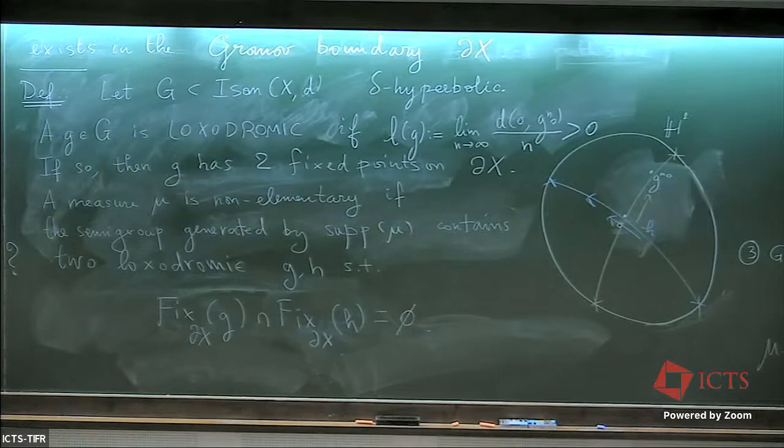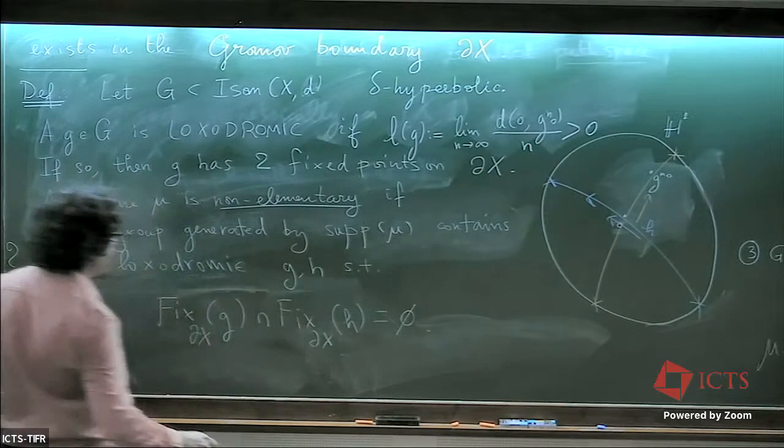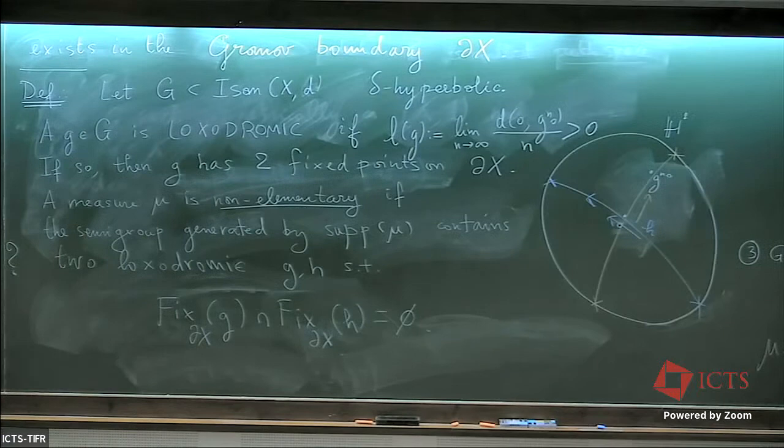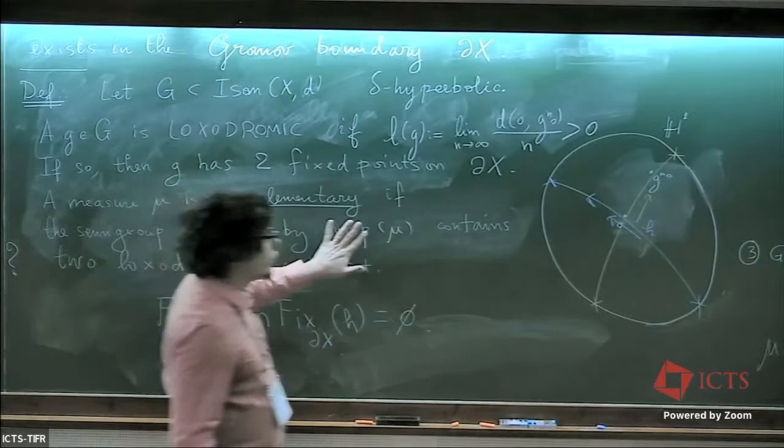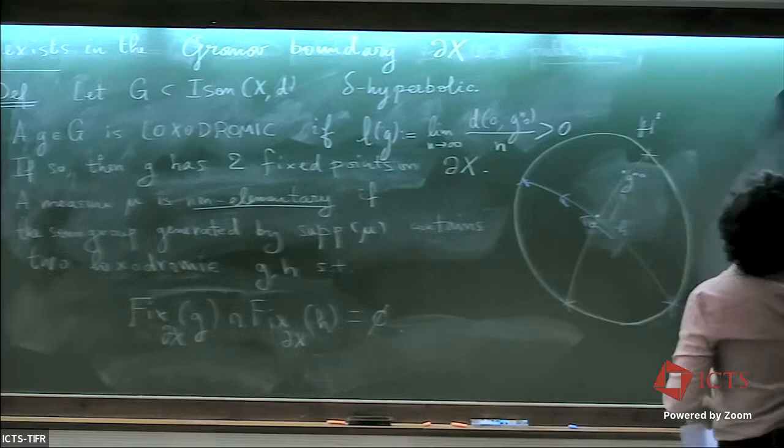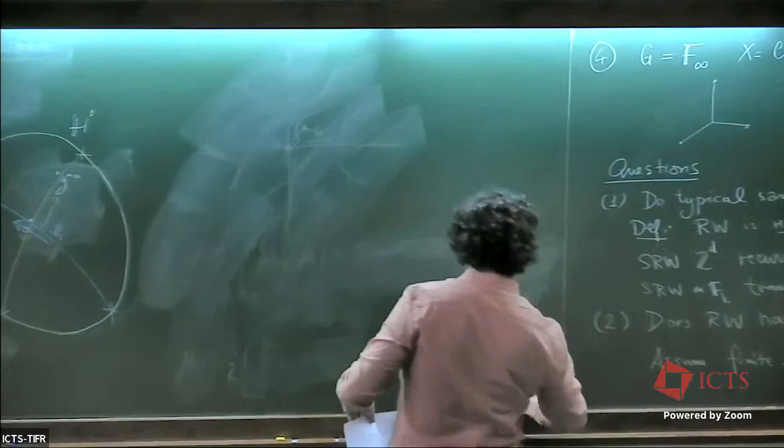Okay, and what else do we want to say? Right, so this is the definition of non-elementary. And that's all that is needed for this convergence to the boundary. So, for instance, we don't need any moment conditions for this result to hold. And so the next step, as Mahan anticipated, is indeed that we can define this famous harmonic measure or hitting measure.